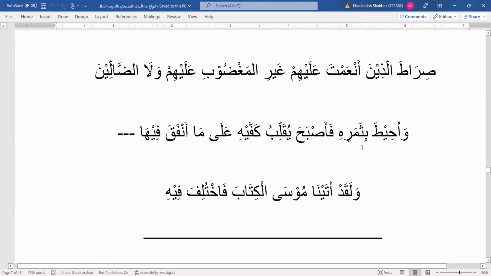Another example before I conclude here: Wahita bi samarihi. Ohita is a passive voice of ahata, and ohita means he was surrounded. Bi means with samarihi. You cannot translate it as, and he was surrounded with his fruit. No, it will be, his fruit was surrounded. His fruit, actually it means his fruit was destroyed. Ahata or ohita normally comes with the bi.